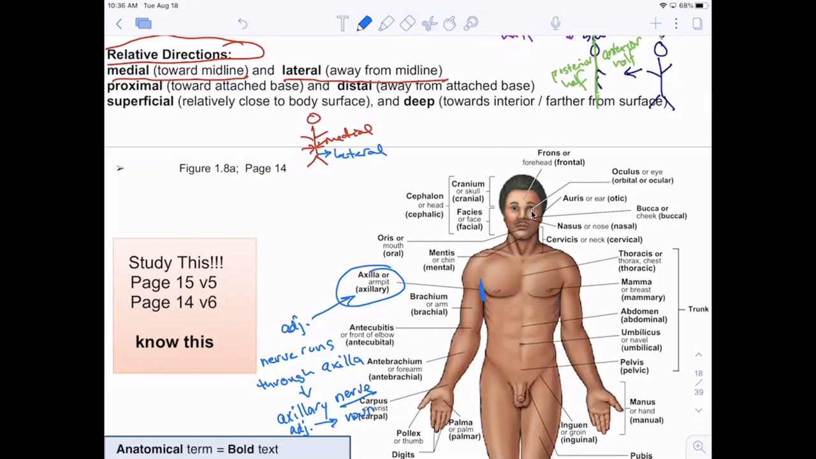On your first exam, you can use the noun or adjective. You can no longer use the unbolded words. Those are gone from your lexicon this semester, or your language. You can only use the bolded ones, whether it be the noun or the adjective.